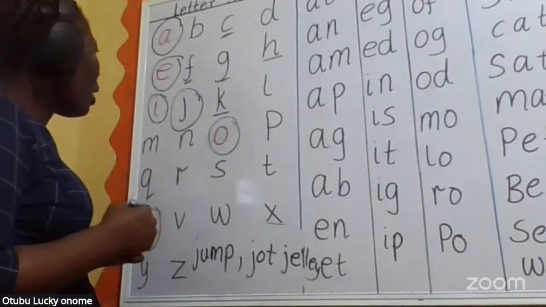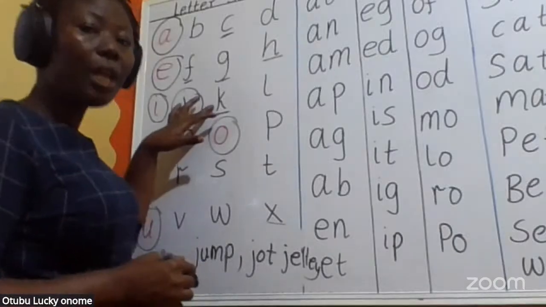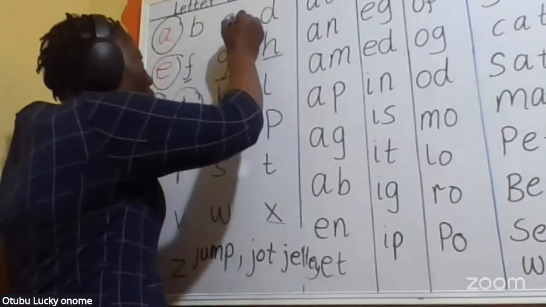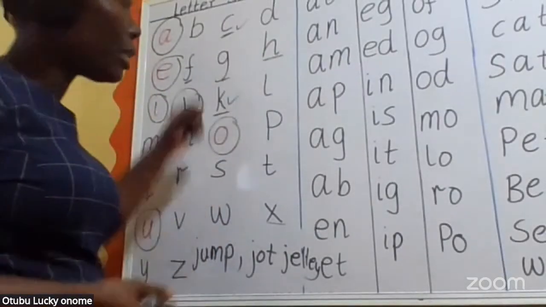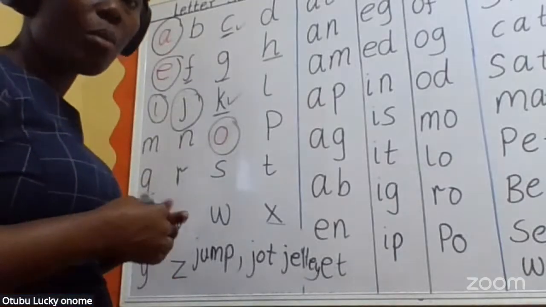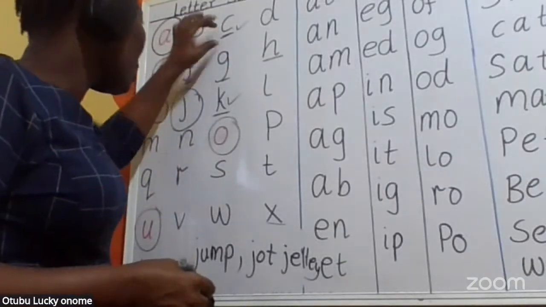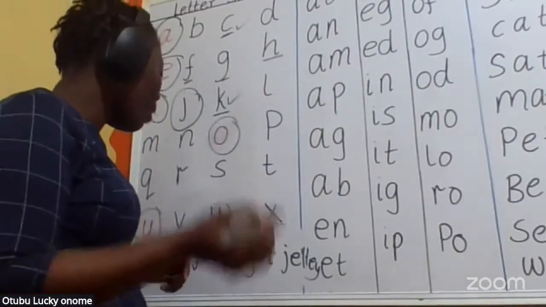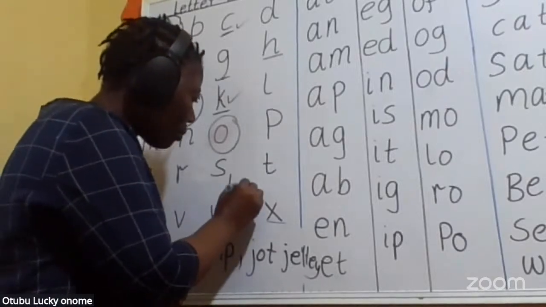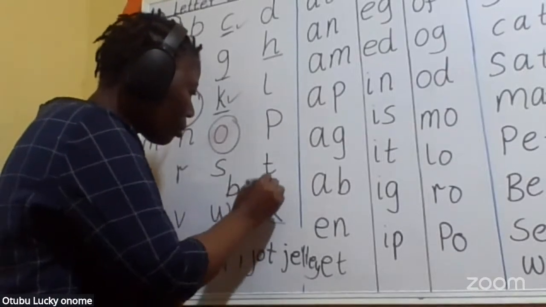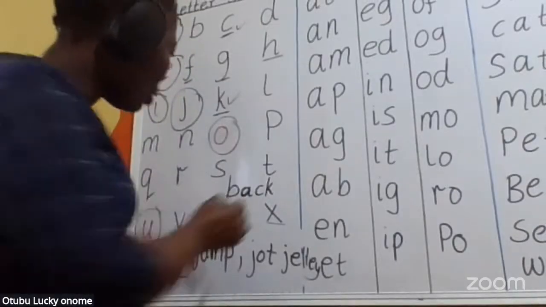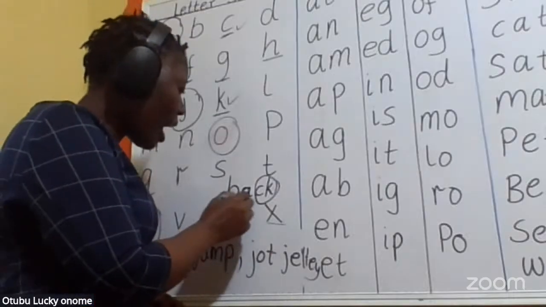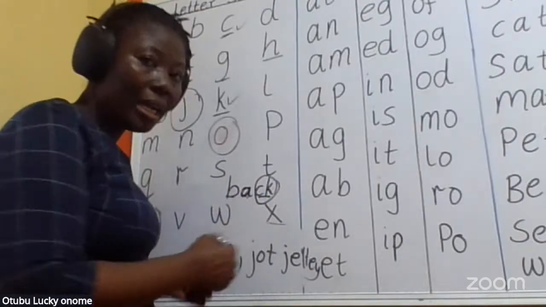Now the next one. Just take note that these two sounds are the same, but as we can see, the spelling is different. There are some words where we need this one, and some where we need that one, and when they are together, they also make the same sound. Like if I want to write back, my back hurts. The two letters are together, and they say k. We have back.